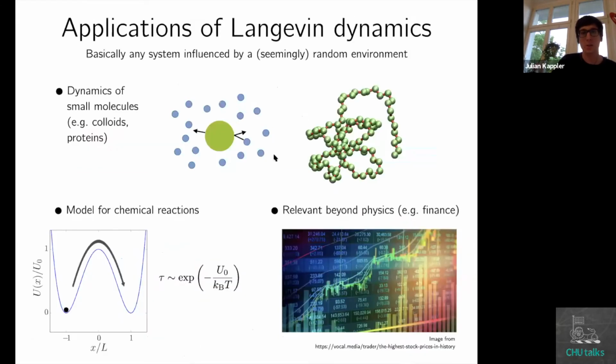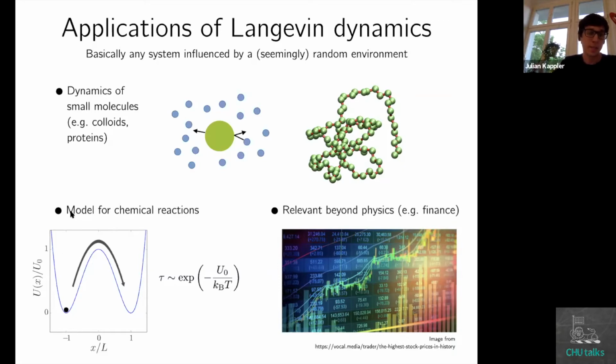And Langevin dynamics is something very important. So you can basically use it, with variations, of course, with any system that is influenced by a seemingly random environment. I mean, seemingly: if you knew all the details of the water molecules here, you wouldn't need this random force. But because you don't know this information, you can model it by something that seems random on your level of description. But if you knew everything, it would, of course, not be random. So it's all classical physics. And so the Langevin equation is used to model, for example, colloids. As I said already, you can model proteins in your body with it.